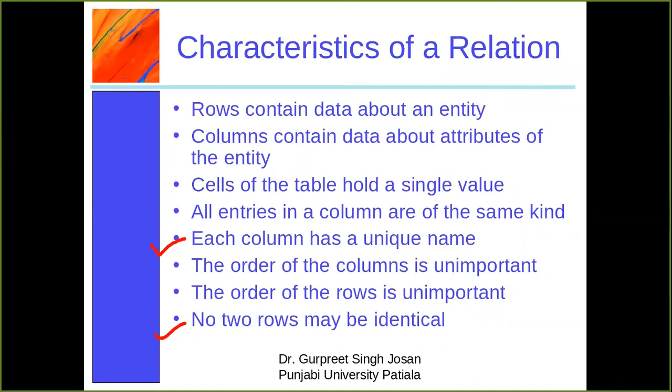The order of rows and the order of columns are unimportant because all this comes from set theory. And in set theory, if you read the definition of a set, it is an unordered collection of items. Unordered means there is no ordering. In a similar way, for columns and rows, the same definition applies, because a relation is basically a subset of some Cartesian product of two entities. Because it is also a set, ordering is not important in this case either.